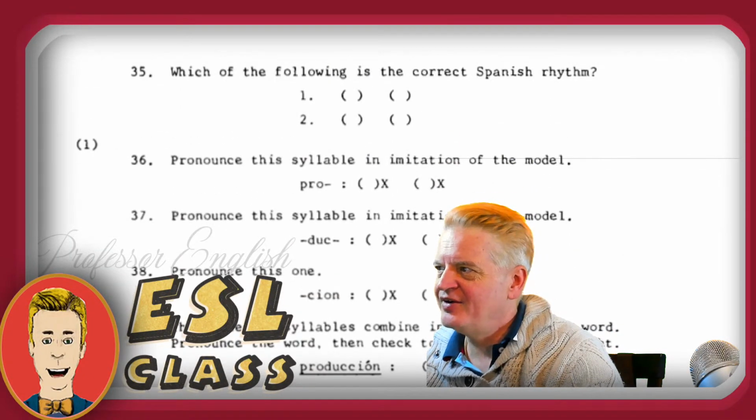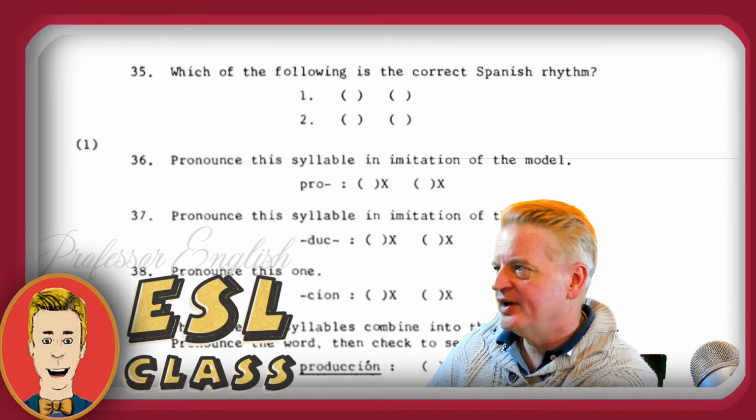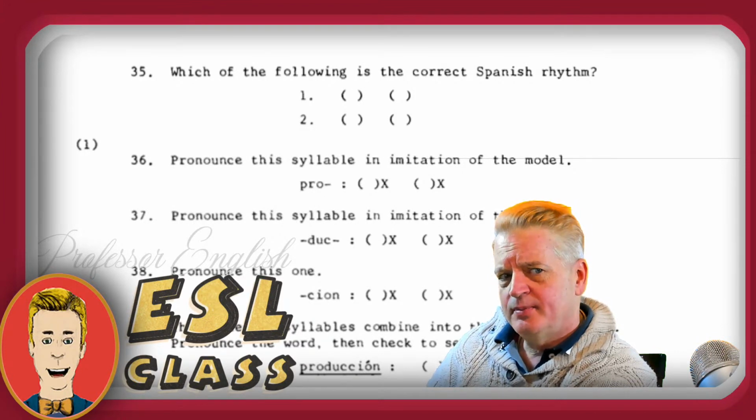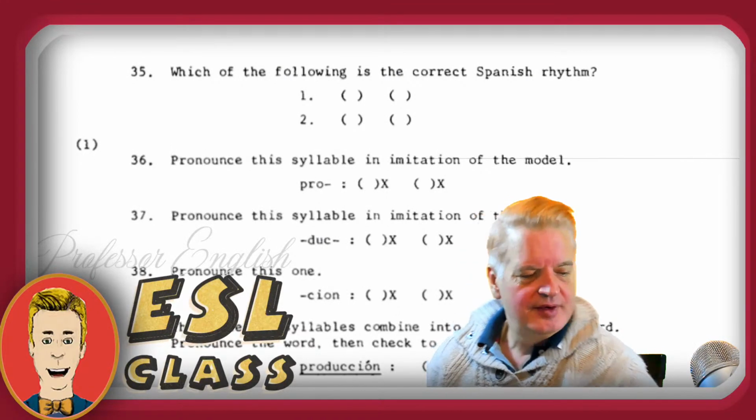Number 35. Which of the following is the correct Spanish rhythm? 1, trepitoso. 2, trepitoso. I guess that one's supposed to be English. Second one. So the first one is the right one.